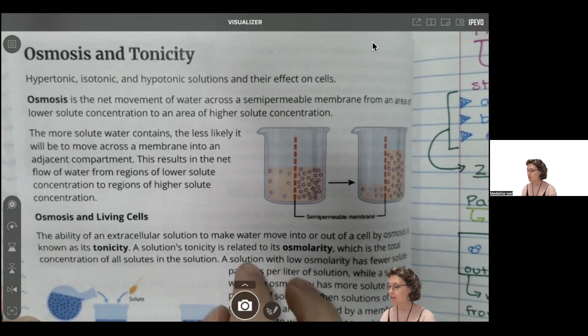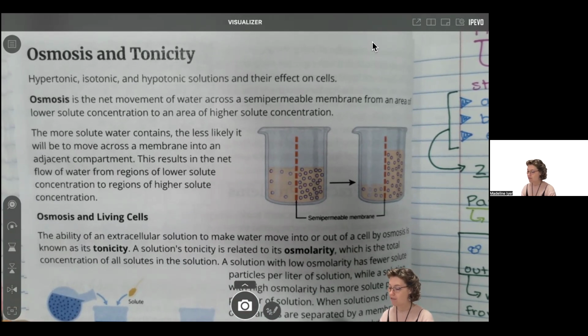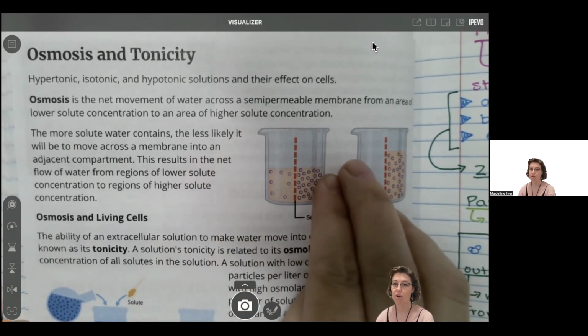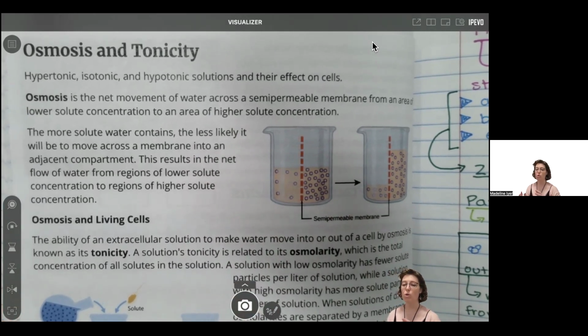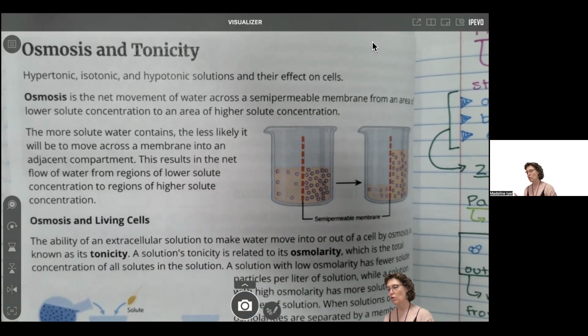Osmosis is technically an example of passive transport. This is a natural movement of water because we've got so much stuff on this side. And this is where I want to be careful, because passive and active transport can get a little bit tricky. We'll dig into those a little more another day.